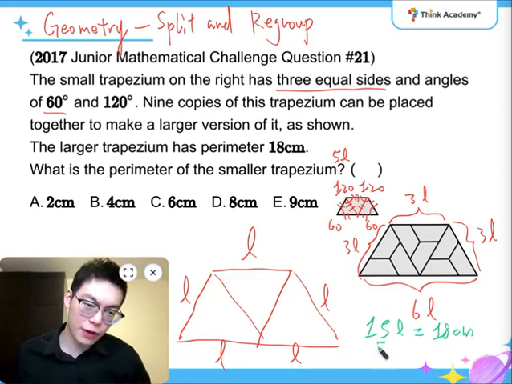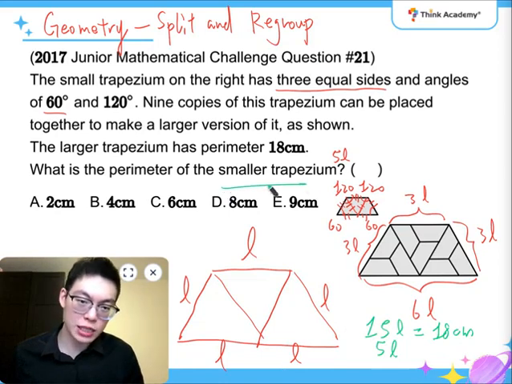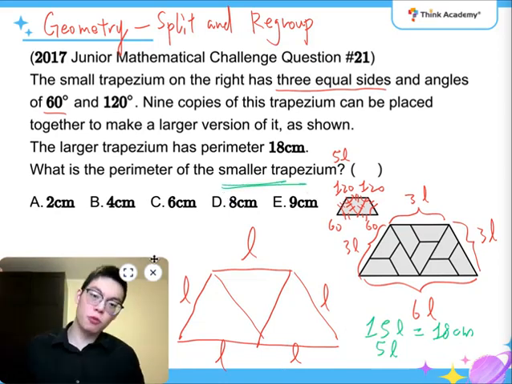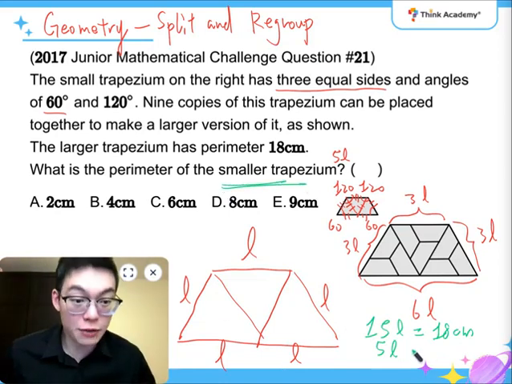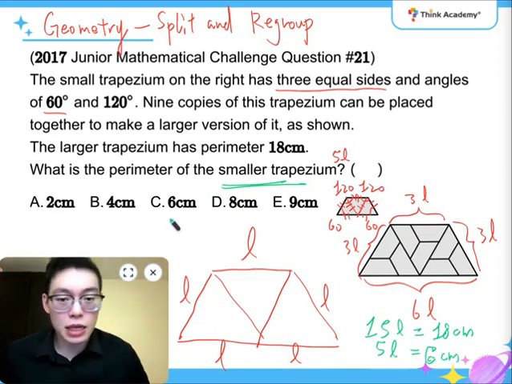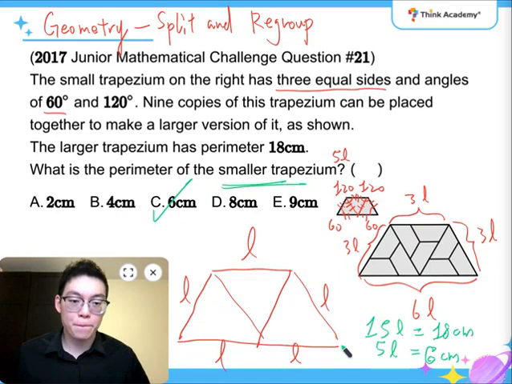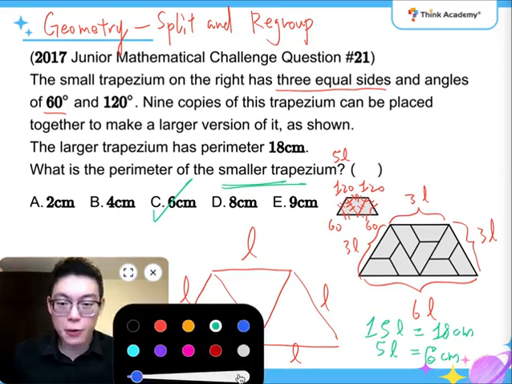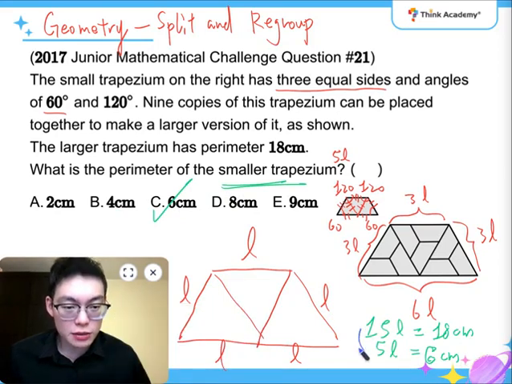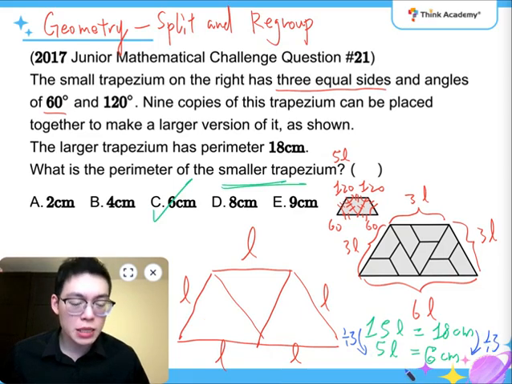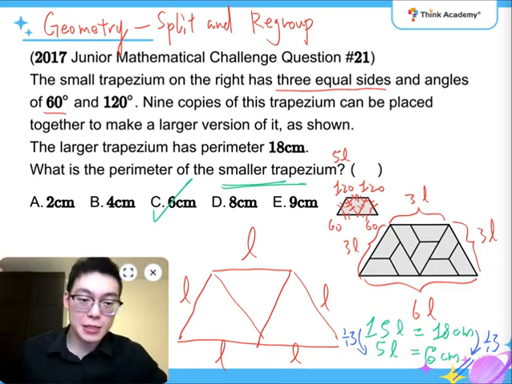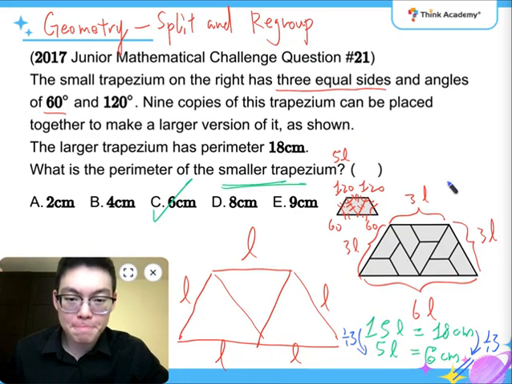So what about 5 lengths, which is the perimeter of the smaller trapezium? That's dividing 3, right? So it's going to be 6 centimeters. If you're just dividing 3 on both sides of the equation, all right? So that's how you can get the answer, 6, right there. So that's it for question 11.